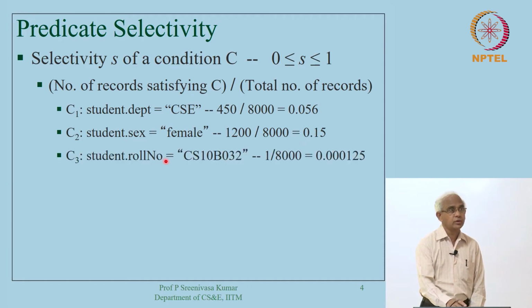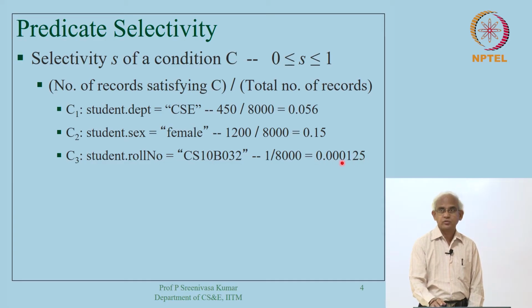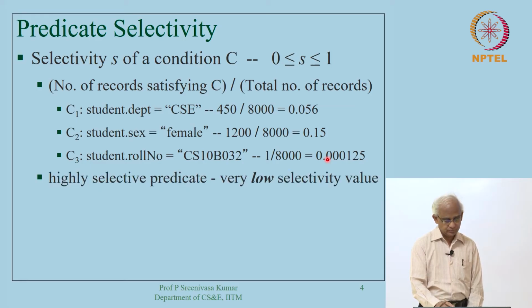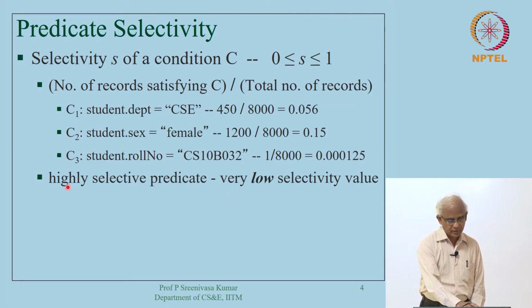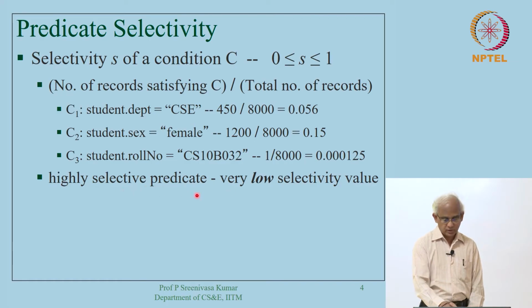If you give a roll number and then look at the selectivity, that is very low selectivity. The low values for selectivity basically mean that the number of records that satisfy this is low. So, it is highly selective. In fact, the lower the number, the more selective the condition is. A condition is said to be highly selective if the value for selectivity is low.